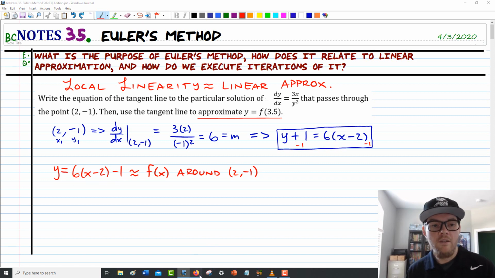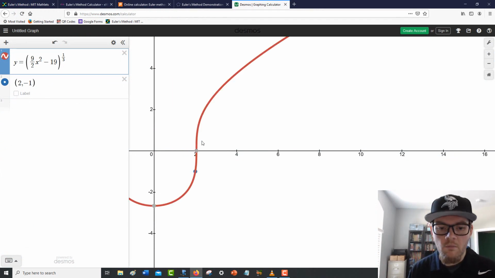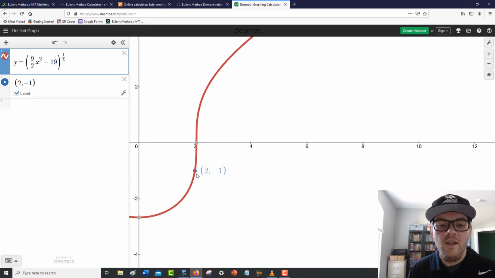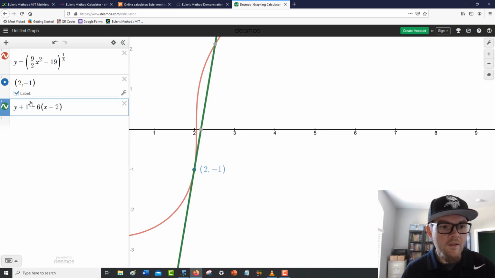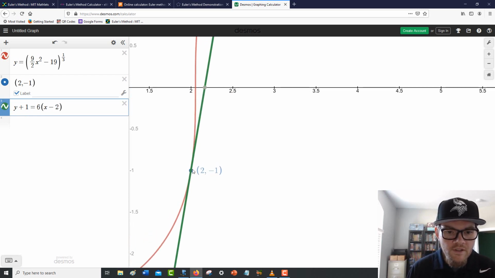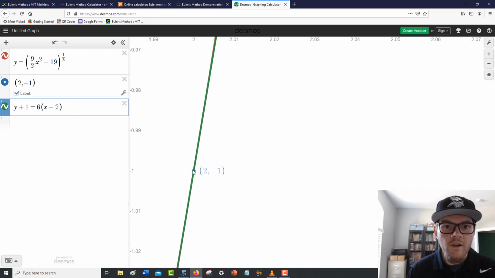Here, I'll show you what I mean Desmos-wise. So if we look up here, here's the solution to the differential equation. Don't worry, we'll get there later. Our ordered pair is right down there, 2, -1. The idea of this concept is that the tangent line, which I think we had as y plus 1 equals 6 times the quantity x minus 2, and the curve itself, when we get really close to the point of tangency, those two things look very similar.